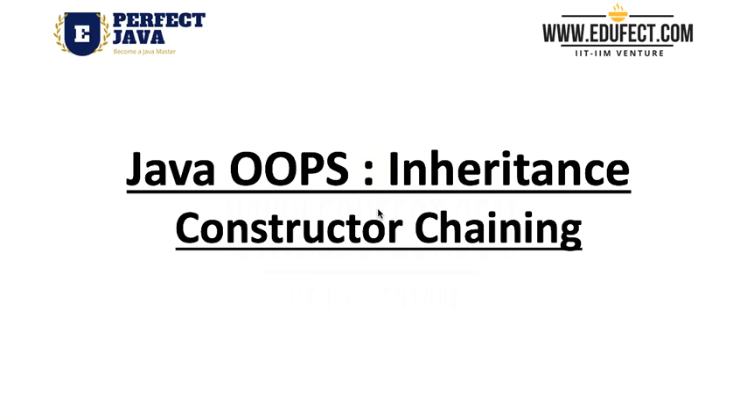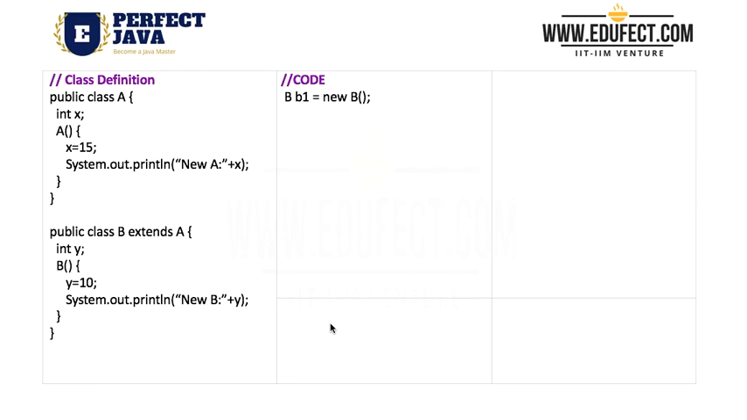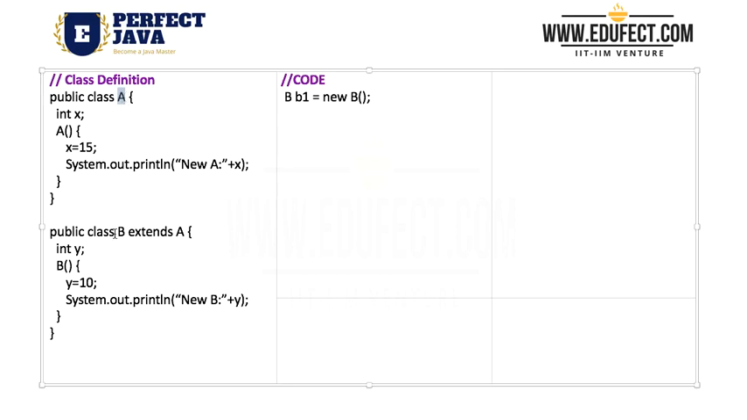In this lesson, we will learn about the concept of constructor chaining. Let's look at the following example here. So we have defined a class A and then we have defined a class B which extends A. So here parent class is A and child class is B.